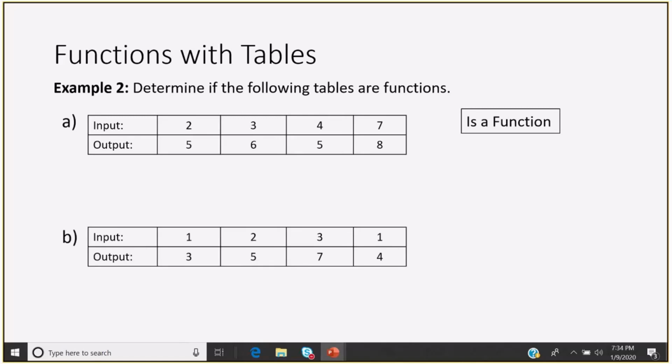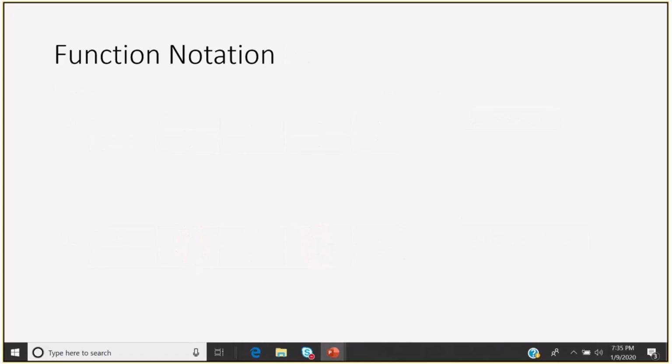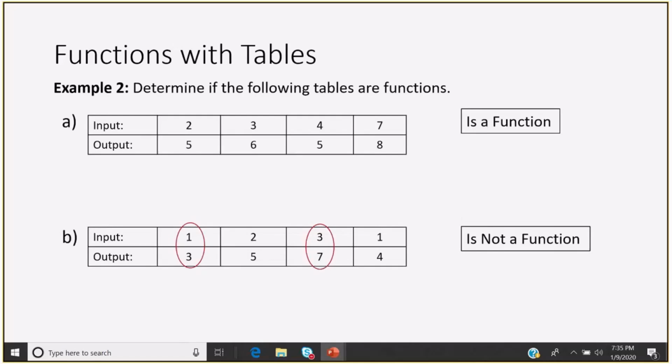Now here we have repeated inputs. We have 1 and we have 1. Well, the first one is going to 3. The second one is going to 4. So I am mapping, that circle should be on the next one. So 1 is mapped to 3 and 1 is mapped to 4. So that is not a function. Again, to be clear, 3, 7 should not be circled. 1, 4 should be circled.